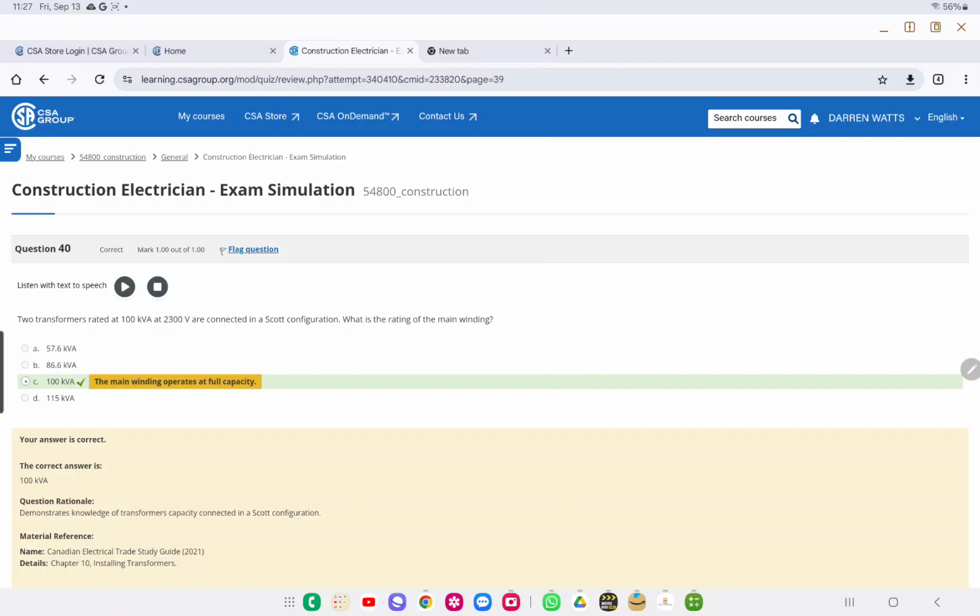At 2300 volts, that does not matter at all. I can tell you that right now, that doesn't matter. Are connected in a Scott configuration. So most importantly, it's the Scott configuration and the kVA. So wait a minute, I'm gonna find the answer.